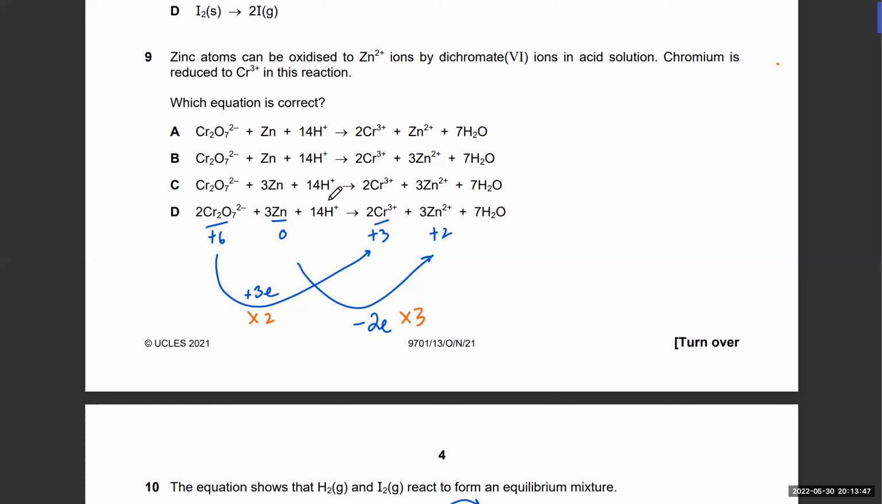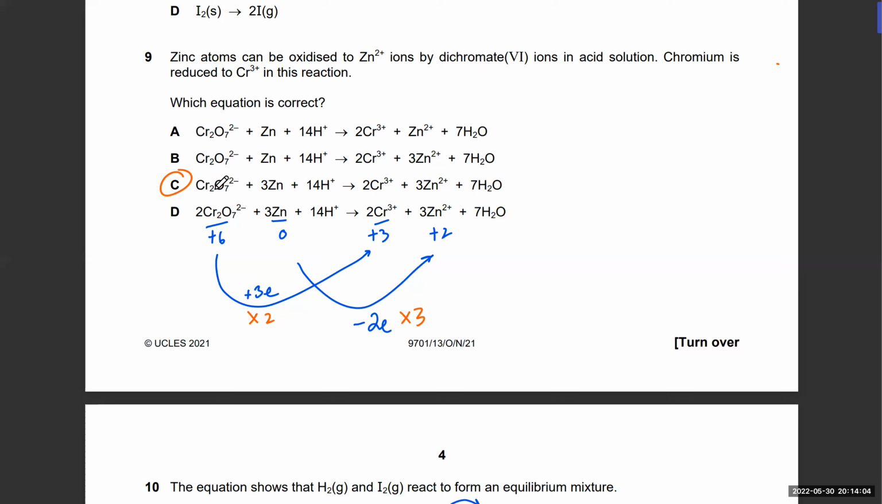So which equation is correct? It's going to be C, right? So you see 3 Zns, and I need 2 Crs. 2 Crs over here, 2 Crs are already over here. Is that clear? So it's going to be C.